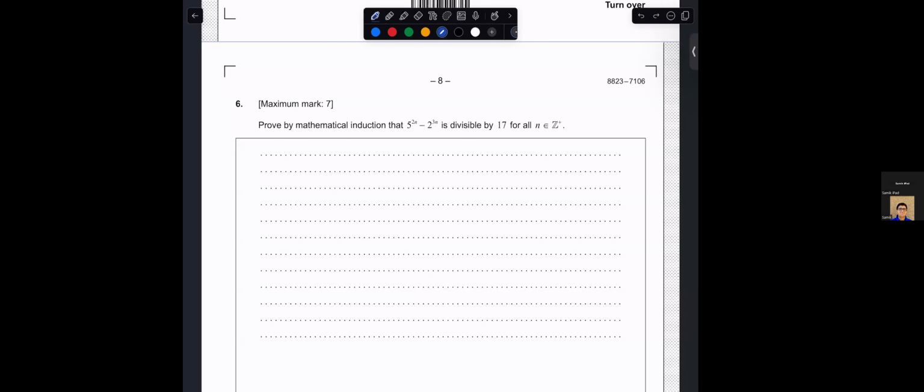Okay, so welcome back, guys, to 2023 November AHL Paper 1. So this is now question 6, prove by mathematical induction.